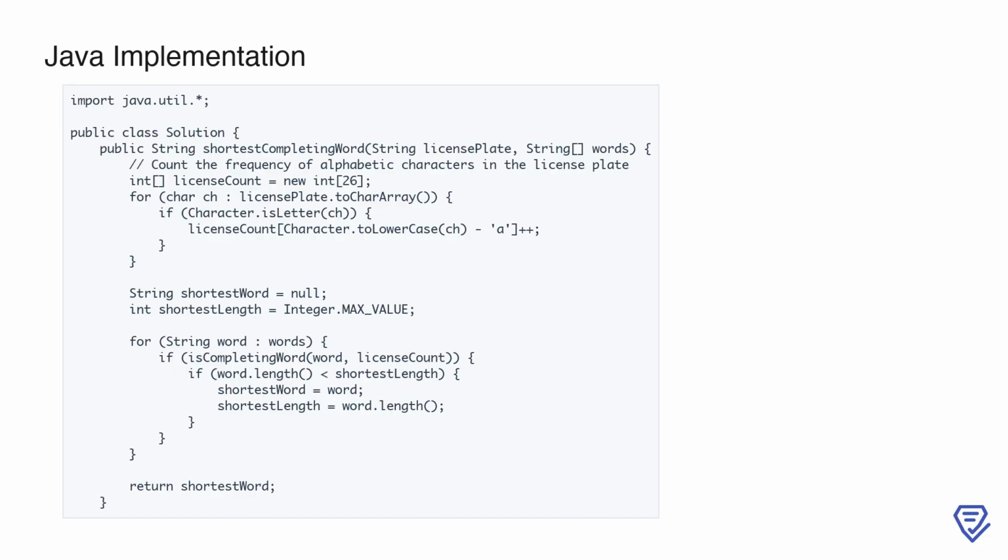After calculating the frequency of characters in the license plate, we define two variables, shortestWord to store the result and shortestLength to keep track of the length of the shortest matching word. Next, we iterate over the list of words. For each word, we check if it qualifies as a completing word by calling the helper method isCompletingWord. If the word meets the condition and its length is shorter than the current shortest length, we update shortestWord and shortestLength. Finally, the method returns the shortest completing word once the loop finishes.